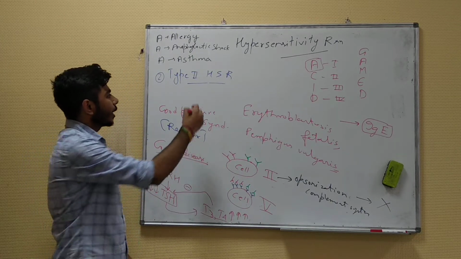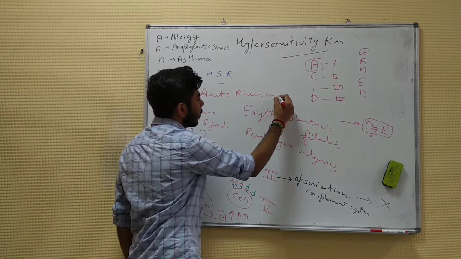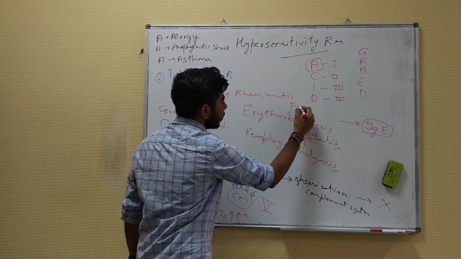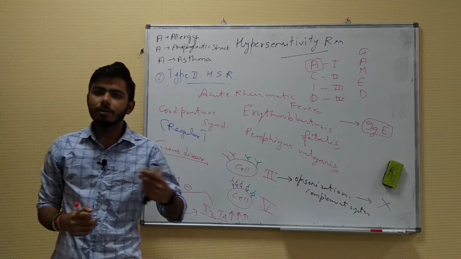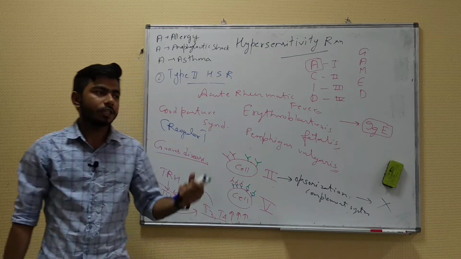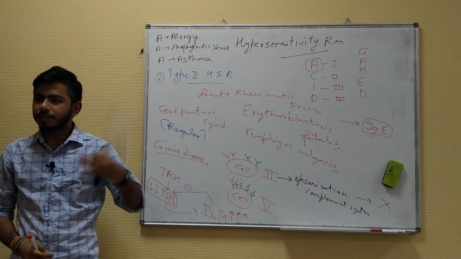One more example, acute rheumatic fever. Have you heard about it? What is the etiological factor, meaning what is the reason behind this? Group A beta-hemolytic streptococcus. This is the bacteria responsible for causing acute rheumatic fever. There you have the complications, right?